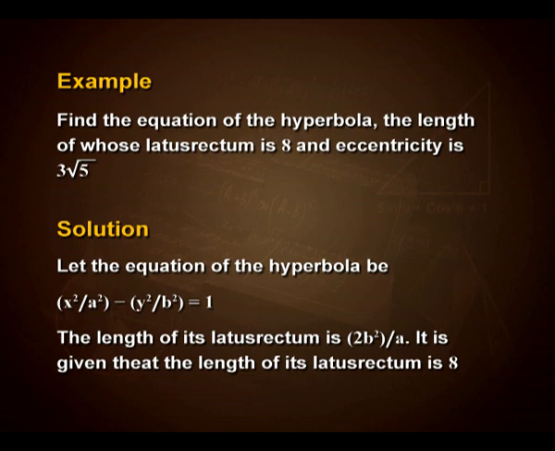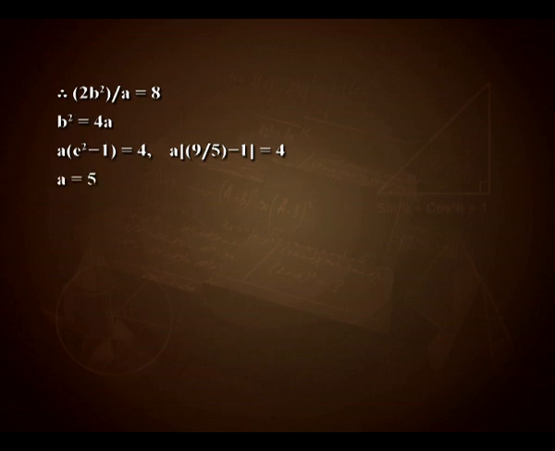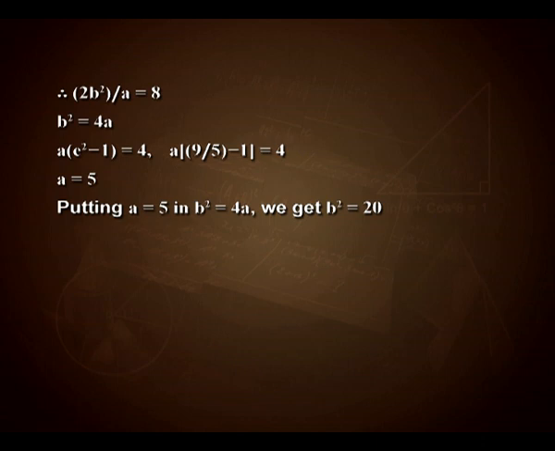It is given that the length of its latus rectum is 8. Therefore, 2b square upon a is equal to 8, which gives us b square is equal to 4a. Then a into e square minus 1 is equal to 4, that can be simplified as a into 9 upon 5 minus 1 is equal to 4. On simplification, we get a is equal to 5. Putting a is equal to 5 in b square is equal to 4a, we get b square is equal to 20.